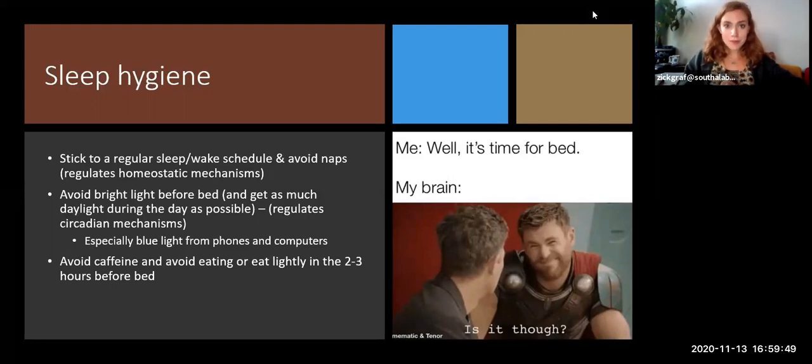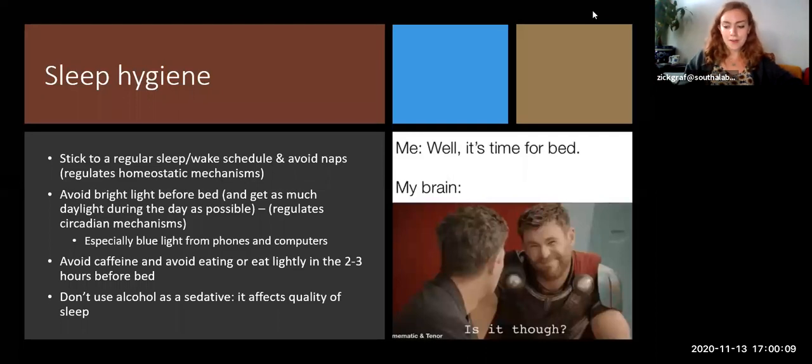Of course, it's important to avoid drinking caffeine, but also to avoid eating or not eat that much in the 2 to 3 hours before going to bed, as well as either to avoid alcohol or at least not to rely on it as a sedative, because although for many people alcohol does make them sleepy, it negatively impacts the quality of the sleep that you get. So if you pass out from drinking, even if you're out for like 9 hours, the quality of sleep is really poor. So you're going to wake up not feeling well rested.